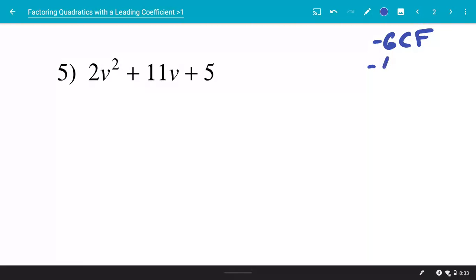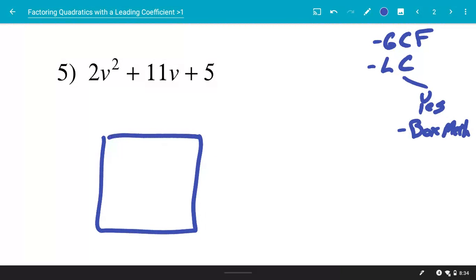No. Is there a leading coefficient? Yes. So the next thing that comes out of your mouth is box method. Box method. Okay. That's cool, but what does that actually mean? Well, it means exactly what it sounds like. We are going to draw a box and put a window in it.